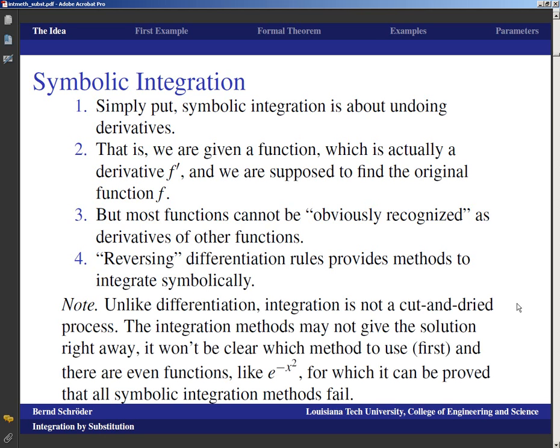And there even are functions such as the function e to negative x squared for which it can be proved that all symbolic integration methods fail, meaning there is no closed expression that gives the antiderivative of the function e to the minus x squared. So this is a fundamentally more challenging process than just computing derivatives, even though computing derivatives, as we've seen, can also get rather nasty. But not to worry, we'll get through this too.